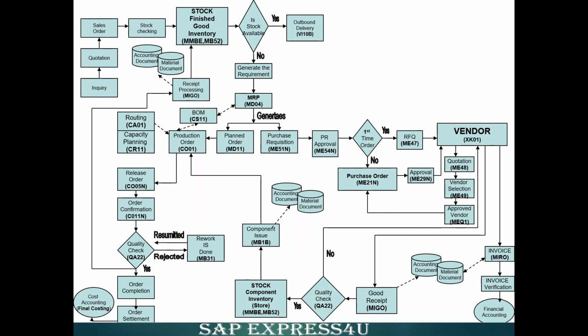Now, coming to this finished goods inventory. Initially we didn't have stock, but now the stock has come into the picture. So for that, again the same process will be done. Outbound delivery will be created, picking will be done, PGI will be done, billing will be done, and the payment will be made to the vendor. That's all about this SAP business process flow.